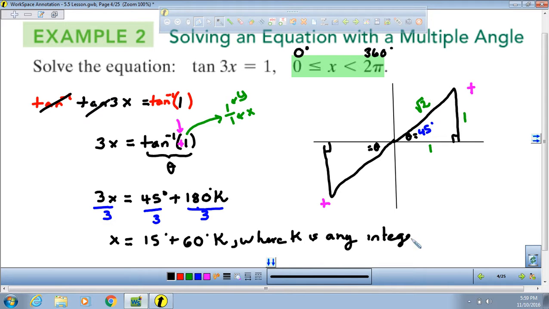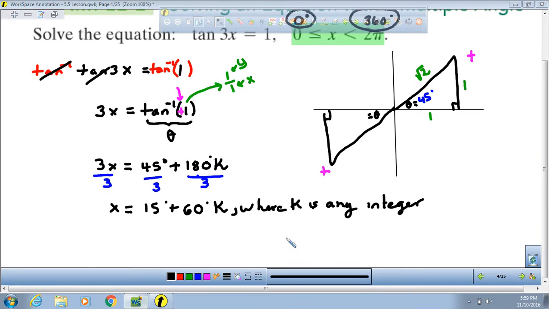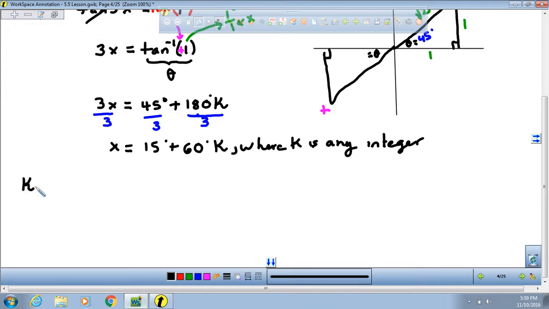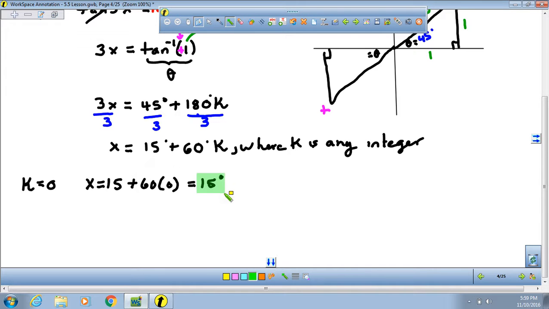Are we done? No, because that's not exactly what we're asked. This is the general solution, but we're not asking for the general solution. We're asking for all the solutions between 0 degrees and 360 degrees. So how do you find all of those solutions? Well, give me some values of k. For example, when k is equal to 0, what is the first solution? 15 plus 60 times 0 is going to give you 15 degrees. This is my first solution, right?